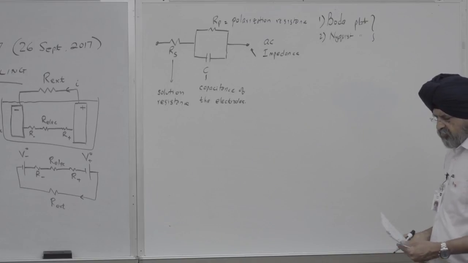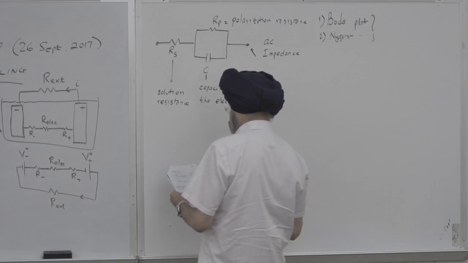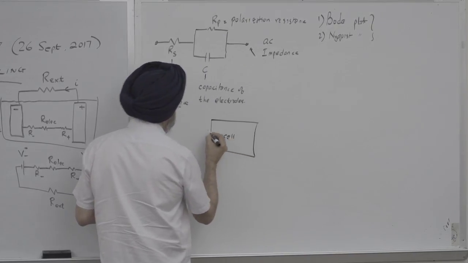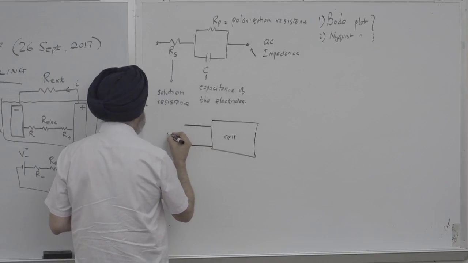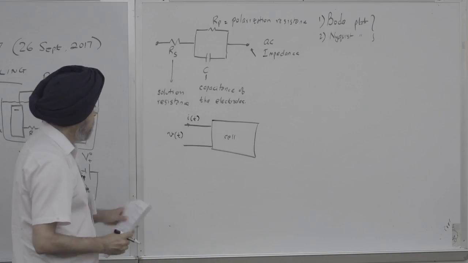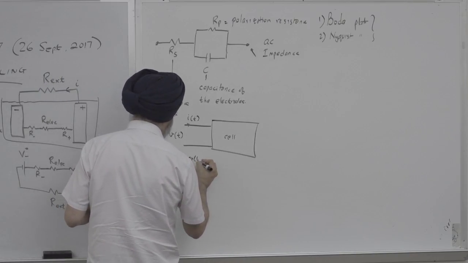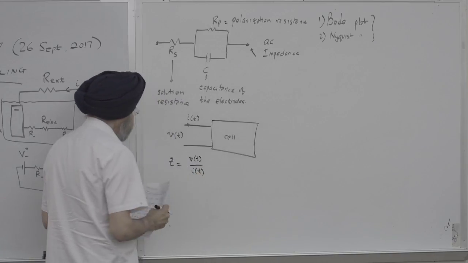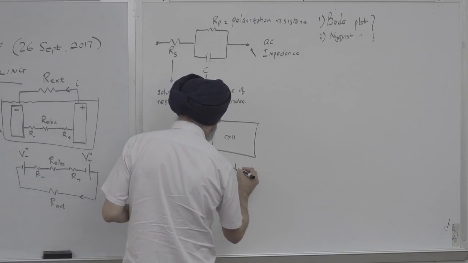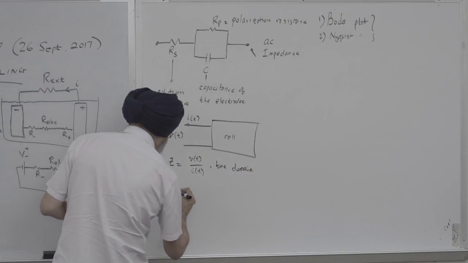One way to look at this is to say that here's a cell and we apply a certain voltage to it, and as a result we get a certain current. From this we can get impedance. Impedance would be V over I. So this is the time domain, but we like to work in the frequency domain.